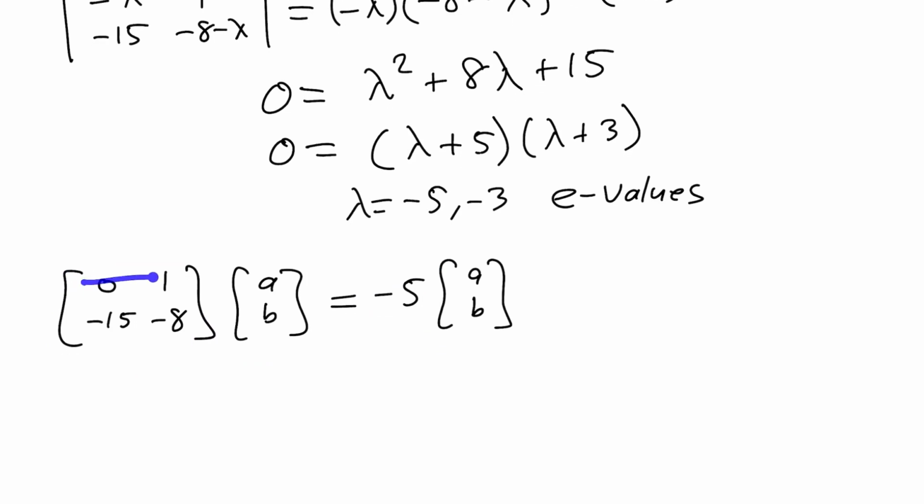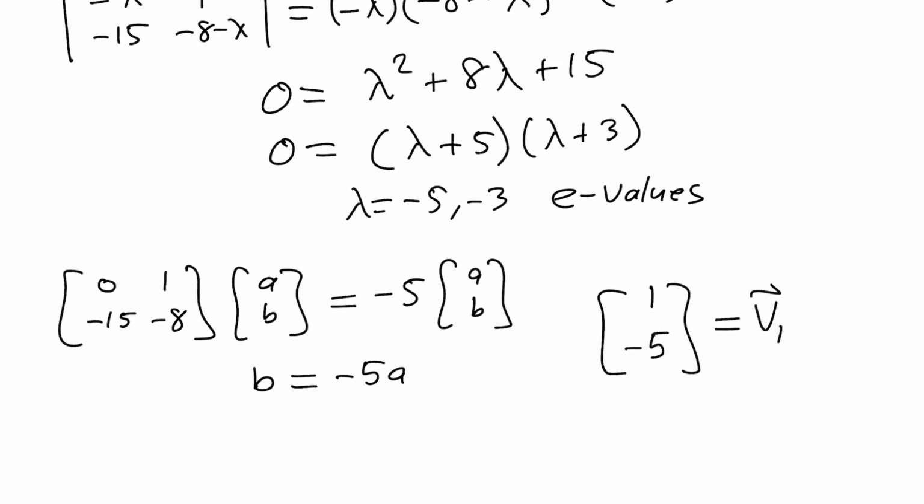And to do it, you can just look at the top row. The bottom row will be algebraically equivalent. The top row is b equals negative 5a. And so a vector that satisfies that condition would be the 1, negative 5 vector. I'm going to call that v1 for eigenvector 1. What I mean by that is if a is equal to 1, then b is negative 5 times a, or negative 5. Or if you take 1, negative 5 times this matrix, you'll get negative 5 times 1, negative 5.